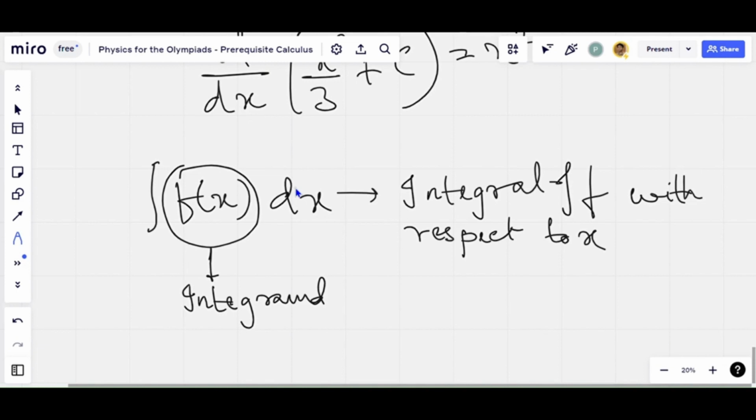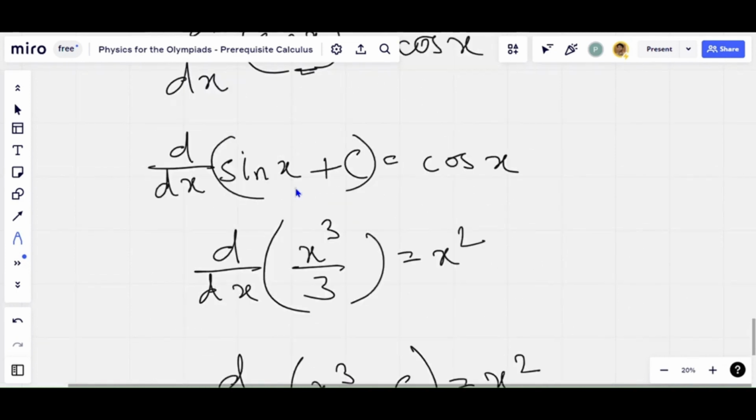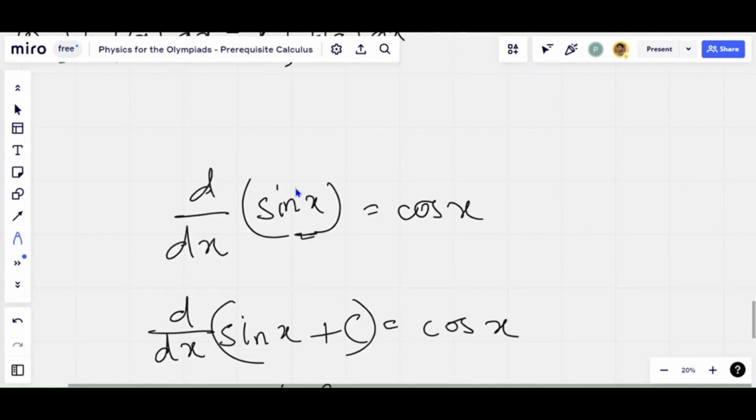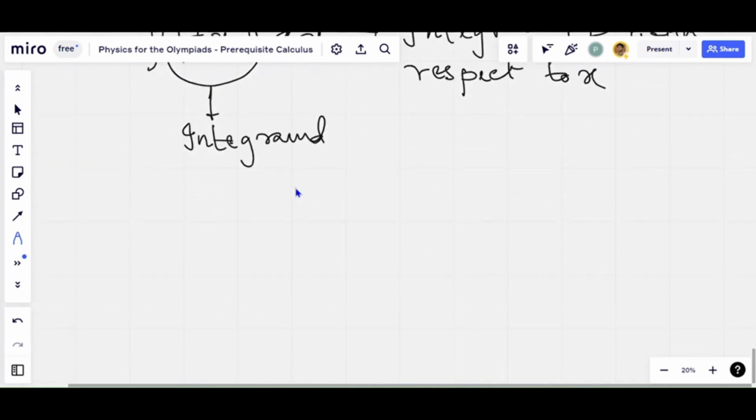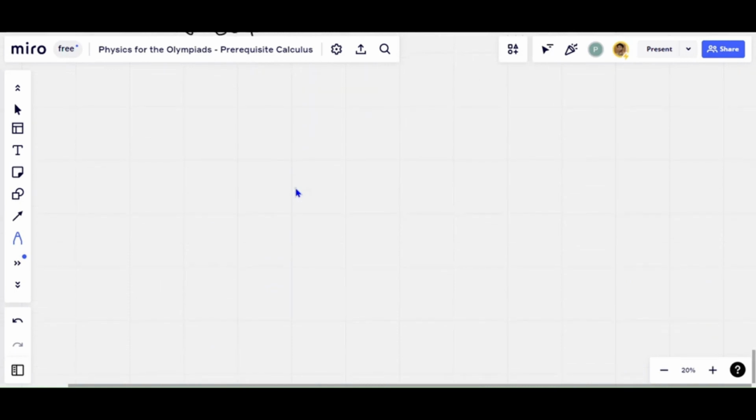Therefore, the one which I wrote here, d by dx of sine x equal to cos x, let's now write in the integration notation. It will be integration of cos x dx equals sine x plus c.